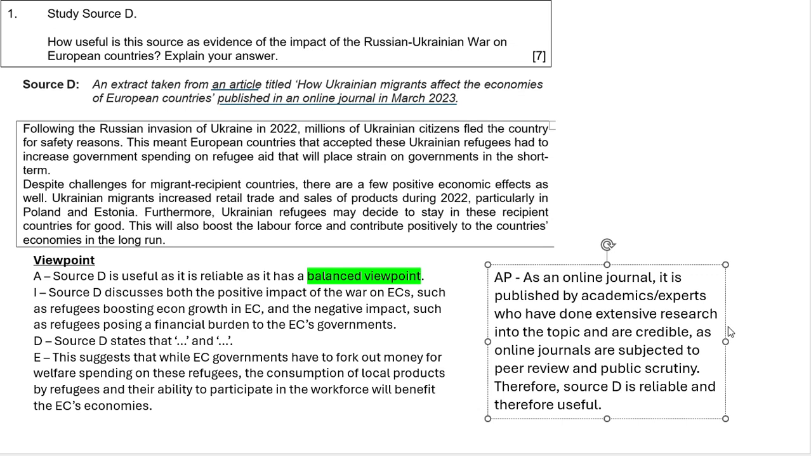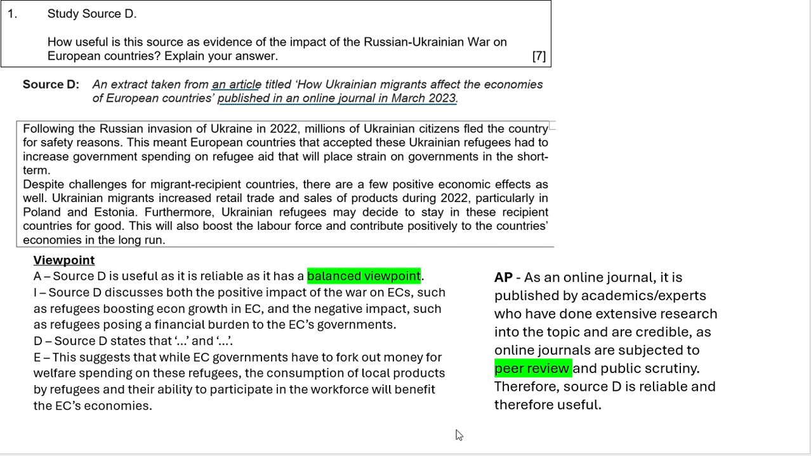And actually, these online journals are often academic journals, and before people can publish these online articles, they have to go through what we call peer review. Okay, which means fellow academics or fellow experts also have a look to provide their input and feedback before it can be published. And because of this, it makes source D reliable and therefore useful. Okay, so make sure that whenever you talk about viewpoint and purpose as well, make sure you provide a short explanation of the provenance or the analysis of the provenance of your source at the end to wrap things up.